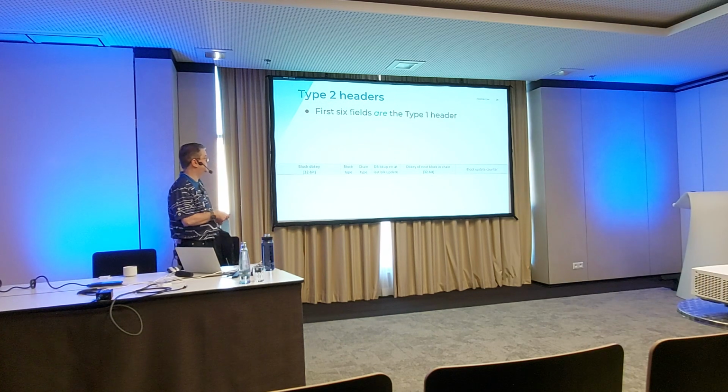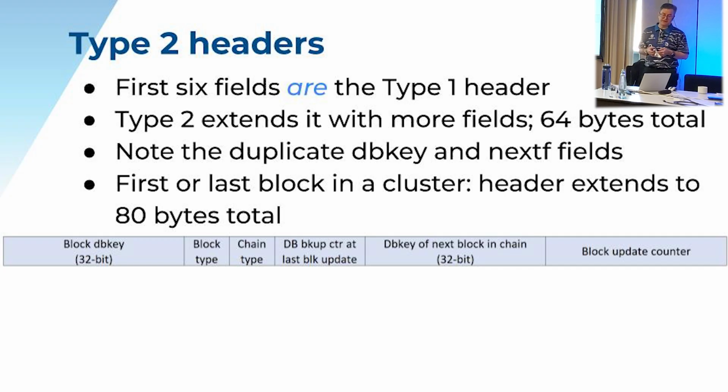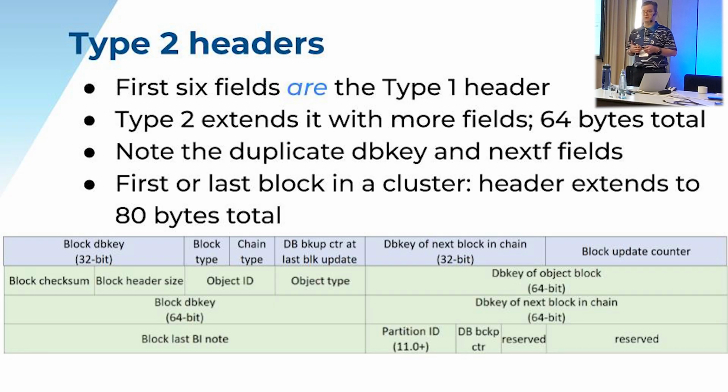Okay, type 2. This should look familiar because it's just that. So the first 6 fields of the type 2 header are the type 1 header. So type 2 isn't a brand new header format. It's simply an extension of the existing type 1 header. And then in type 2, we have 12 more fields, a bunch more metadata. And you'll note that we also have a couple of duplicate fields. We have our old 32-bit DB key field plus the new 64-bit. This is what allows these areas to grow larger because they have larger addresses. And again, next block in chain is duplicated as well.